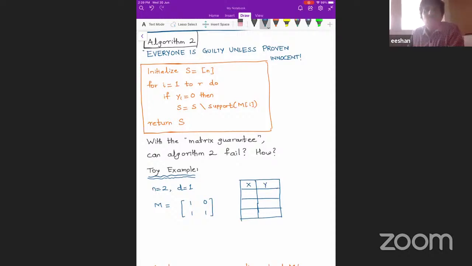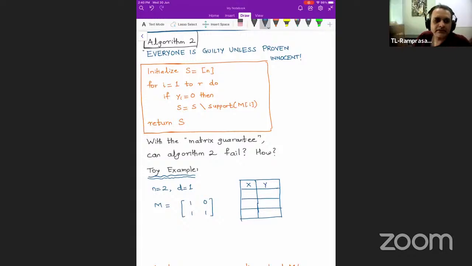So the answer is a big hint. It's there on the page itself, so just think about it. By the way, the question seems to have been hidden. So what kind of errors will algorithm 2 have? That's the question. Yeah, I just expanded it.